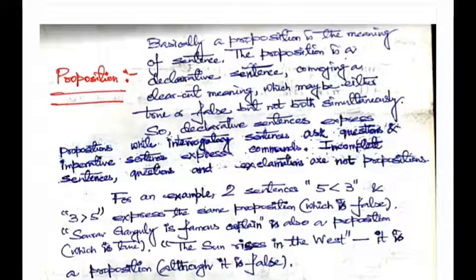For example, if we consider two sentences, 5 less than 3 and 3 greater than 5, both express the same proposition but both are false. On the other hand, if we consider the sentence Sourav Ganguly is a famous captain, that's also a proposition, which is true. Similarly, if we consider another statement, the sun rises in the west, that is also a proposition, because we are getting some conclusion that may be false, but it's a proposition.